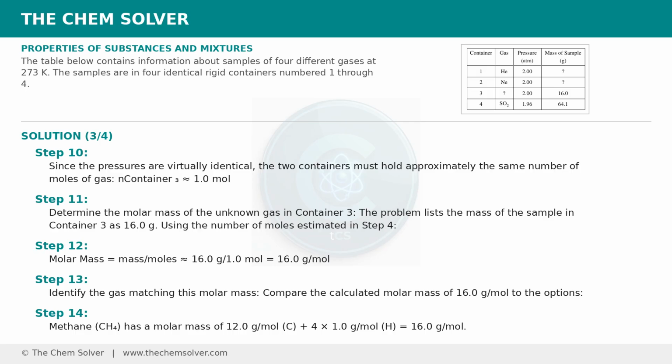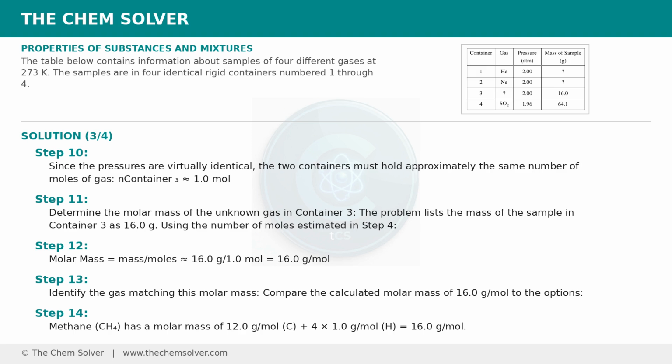Determine the molar mass of the unknown gas in container 3. The problem lists the mass of the sample in container 3 as 16.0 grams. Using the number of moles estimated in step 4, molar mass equals mass over moles, approximately 16.0 grams over 1.0 moles, equals 16.0 grams per mole.